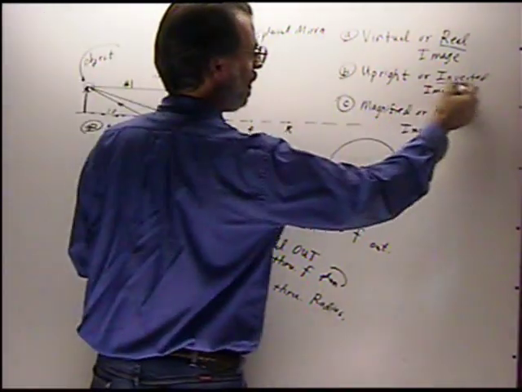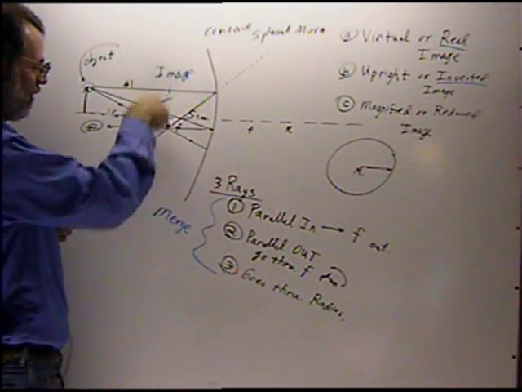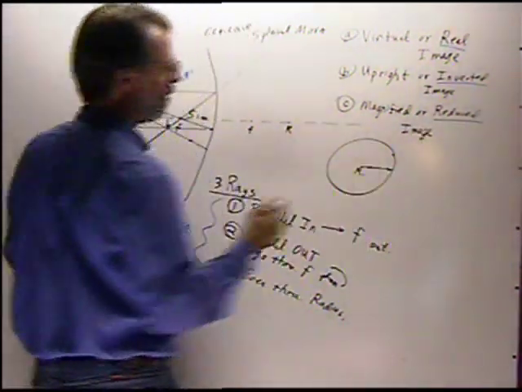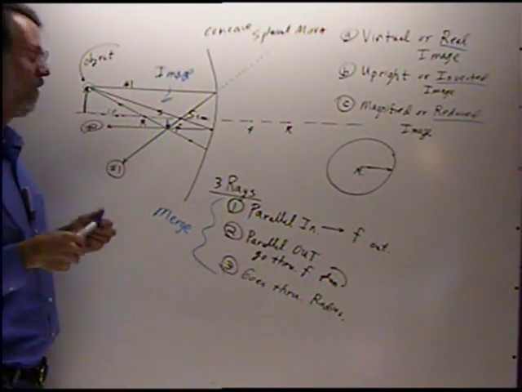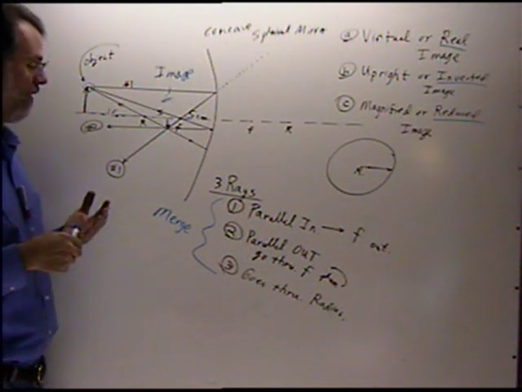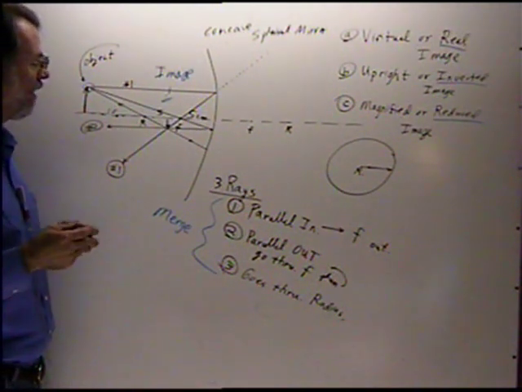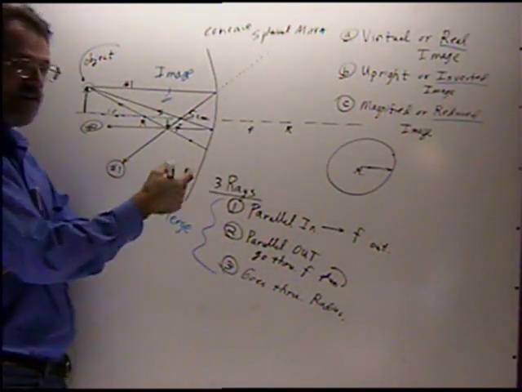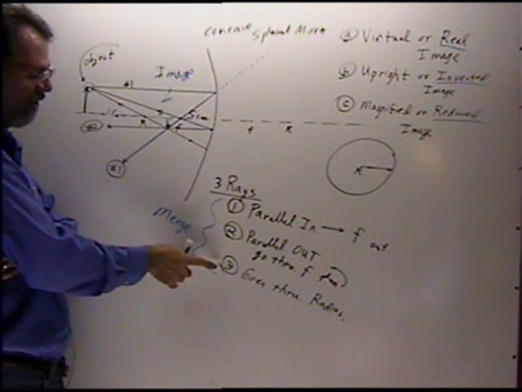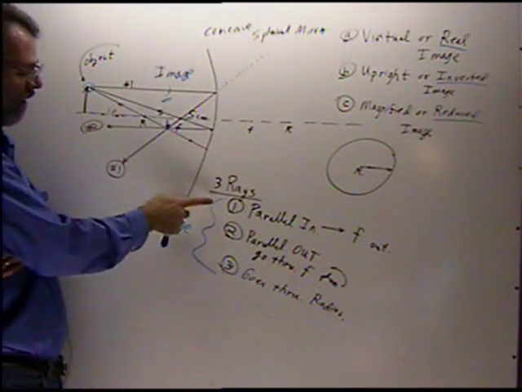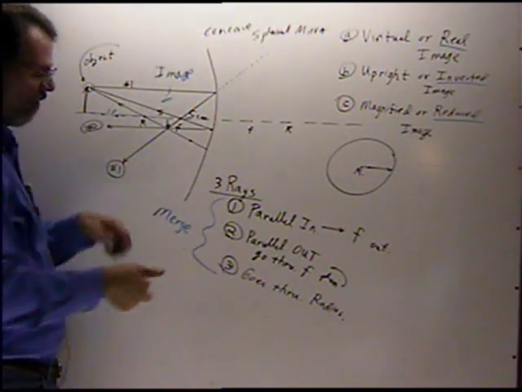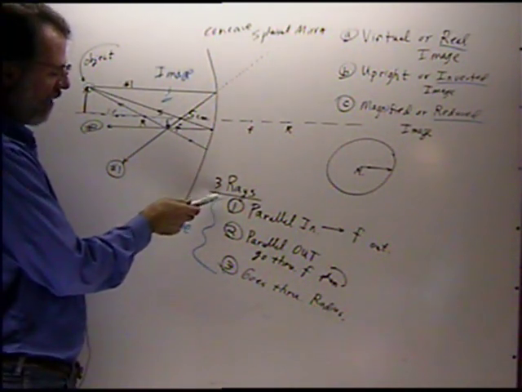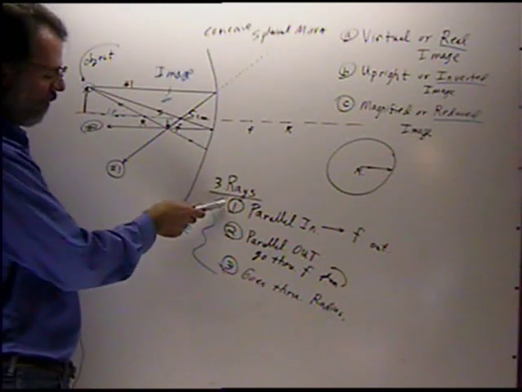It's inverted. Notice that it's going this way. It's upside down. And is it reduced or magnified? It's reduced. Okay? So notice how we draw, again, to reiterate for mirrors, that actually for lenses, we're going to have the exact same three rays, but for mirrors, we will say here are the three rays.